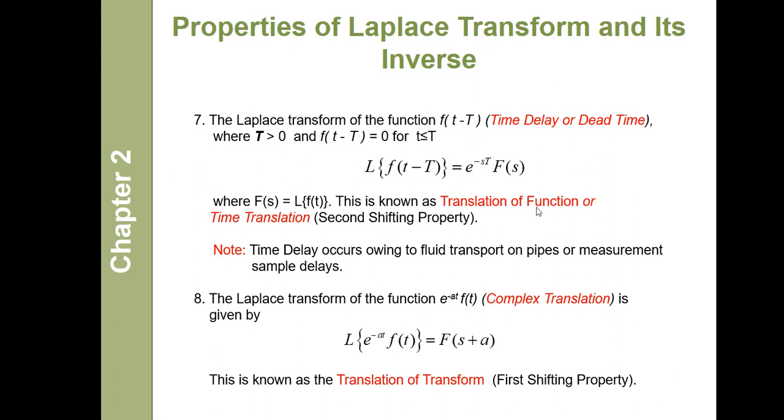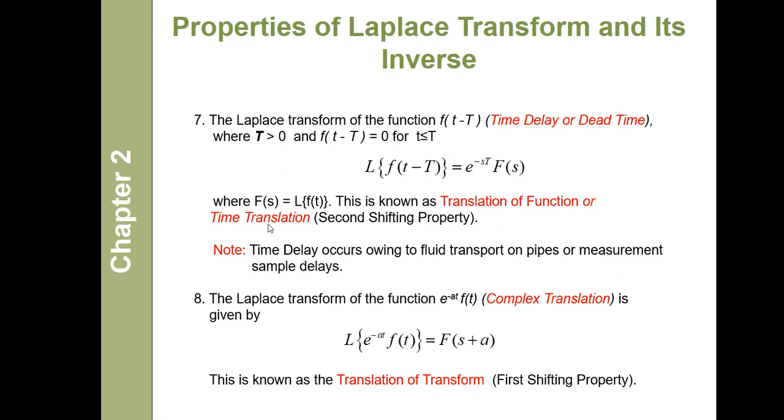So we say the function was translated because the t has been altered by subtracting from it a value which is a constant. This is in the case wherein the system, the physical system that we're talking about in controls, is experiencing dead time or time delay. So whenever this happens, then we are saying that there is a translation of the function or the time translation.